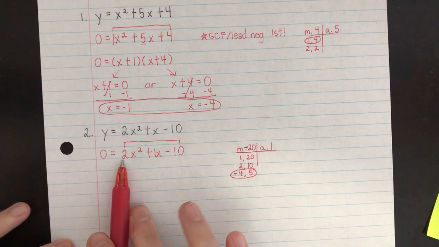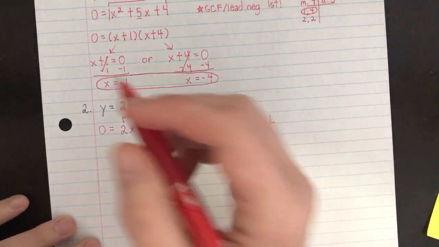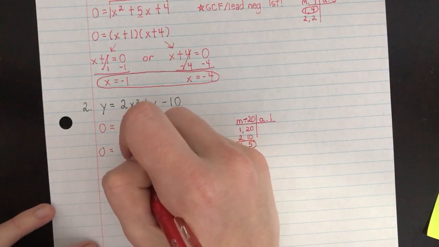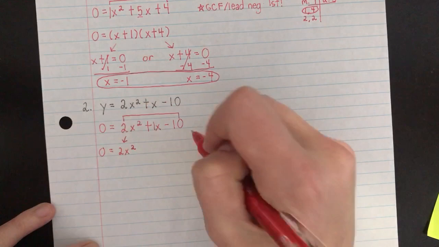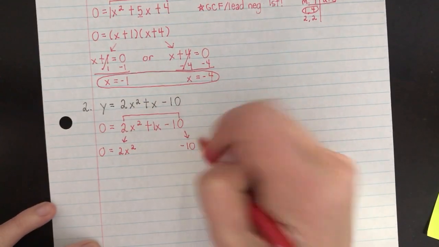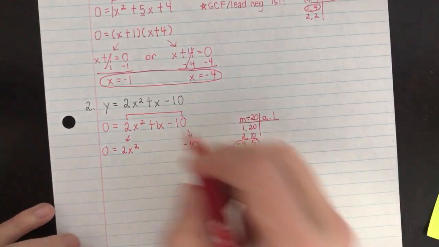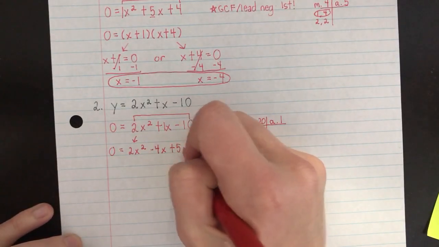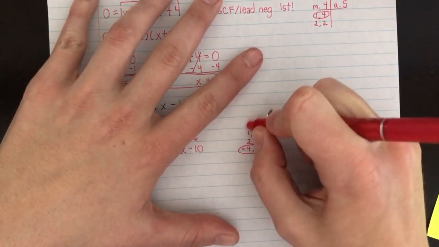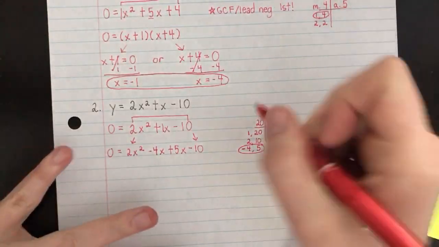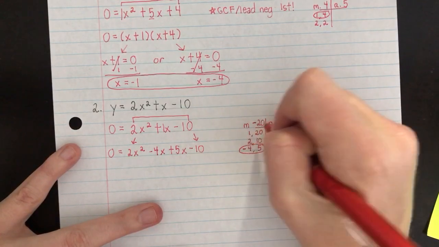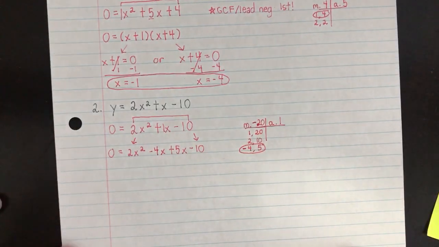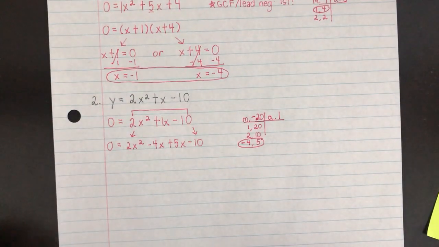Now, A is not 1. Unfortunately, that means you must group. So we're going to drag down the 0 equals. We always drag down the first, 2x squared, and always drag down the last. We're going to replace the middle with the two numbers from the chart, so negative 4x and positive 5x. Multiply to negative 20. Add to 1. Much better. Okay, so now we're going to group.